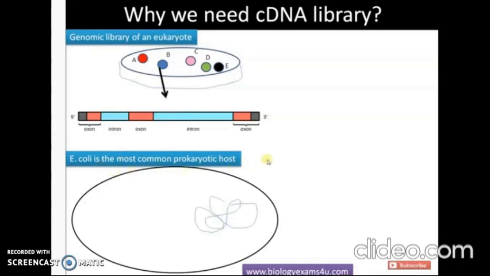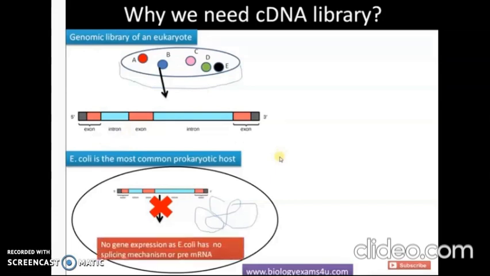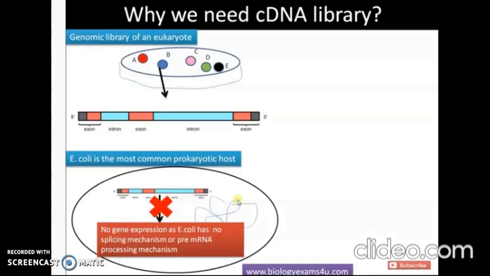Generally for expression we use the bacterium E. coli. It's the most common prokaryotic host. So if you are using a genomic library, the gene will have both introns and exons. But the prokaryotic host doesn't have a mechanism to splice out the introns and join the exons. So there is difficulty in expressing this particular gene. So there won't be any gene expression. This is a problem while expressing a eukaryotic gene in a prokaryotic host.